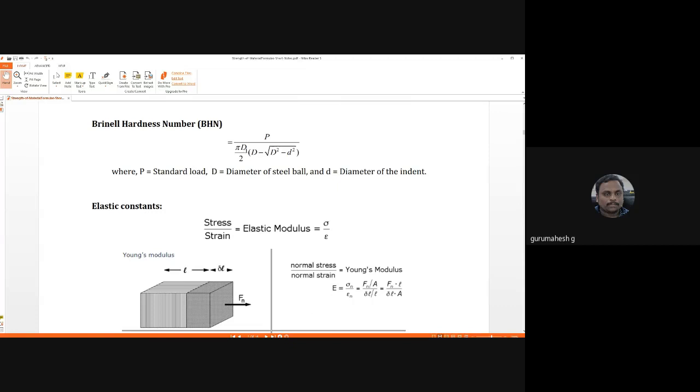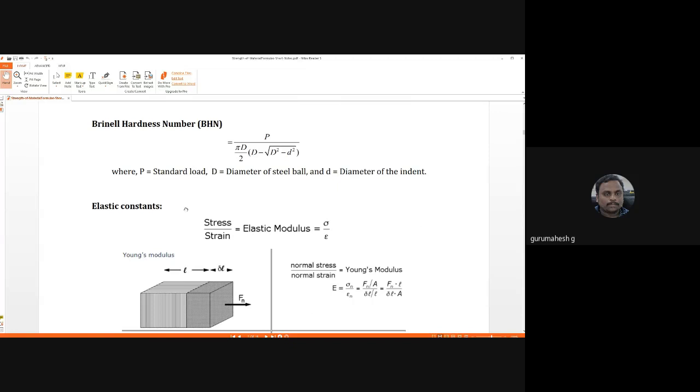D is the indenter. What is the indenter we are using for experimentation? Capital D is the diameter of the ball, the indenter ball. Small d is the indent diameter. By taking this ratio, we get the Brinell hardness number.